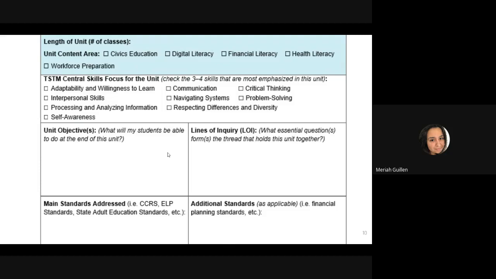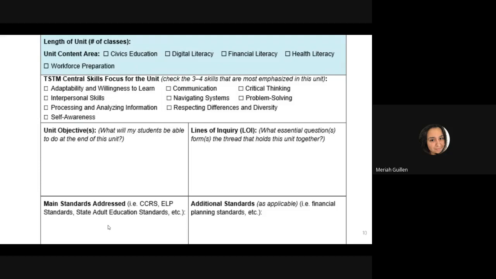Any lines of inquiry, the essential questions that form the threads that hold the unit together. What are those lines of inquiry? What do you need to make sure that this lesson flows together and is built properly? Any of the main standards that are addressed. I know with our program, we have all of our course calendars, and so all of the CCRS standards are there. Any other standards that you may have that you want to incorporate, again, just to make sure that you are touching the skills, or you are touching the standards that are provided to us that we are supposed to be doing with the state.